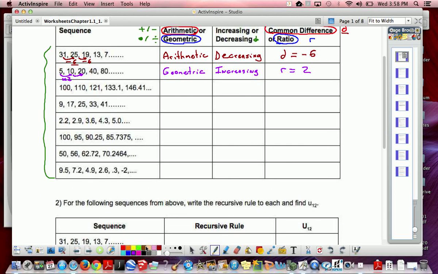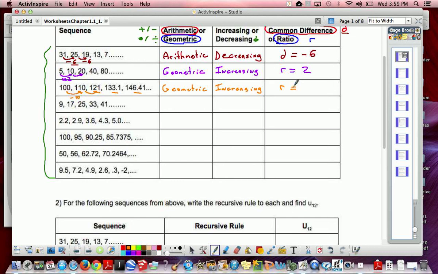Next one, number 3. Moving right along here, just picking a different color. We're doing the same process, 100 to 110, 110 to 121. Well, 100 to 110, normally I'd be adding 10, but if I kept on adding 10, this should be 120, this should be 130, and that should be 140, which it's not. So I know that it's not arithmetic, I know that it's geometric, I know that it's increasing. The question now becomes, how do I get that common ratio?